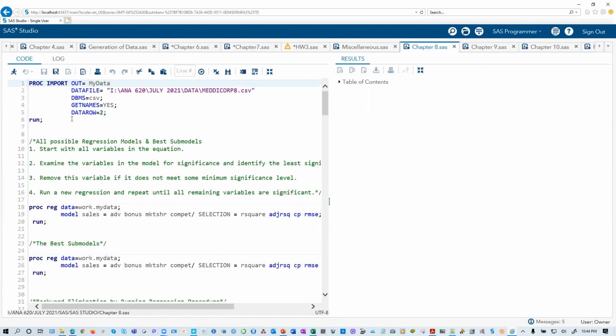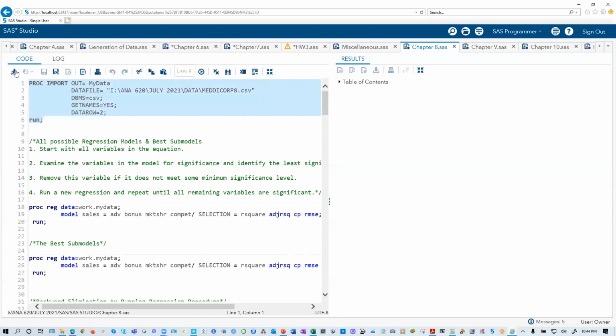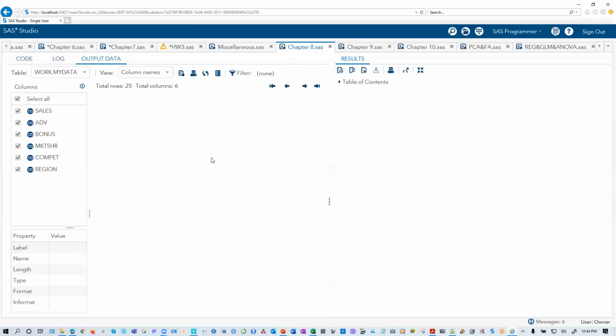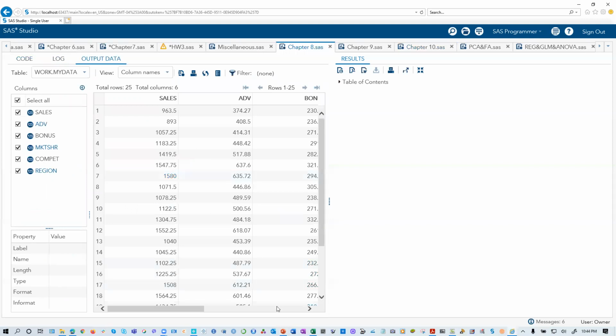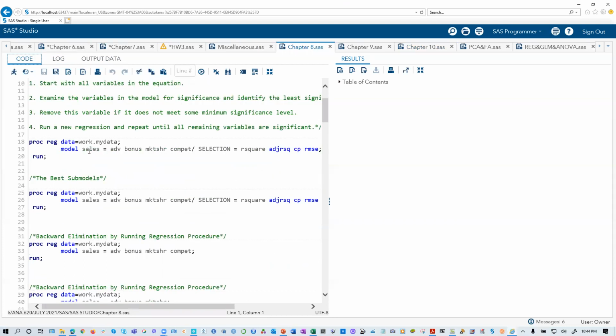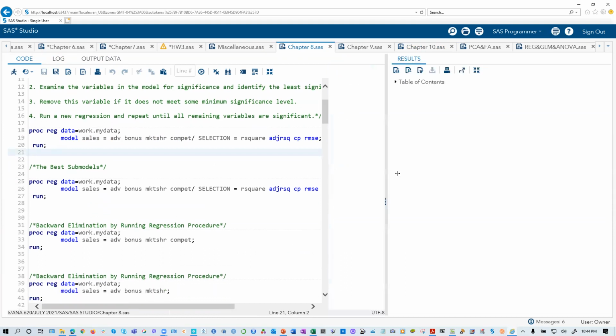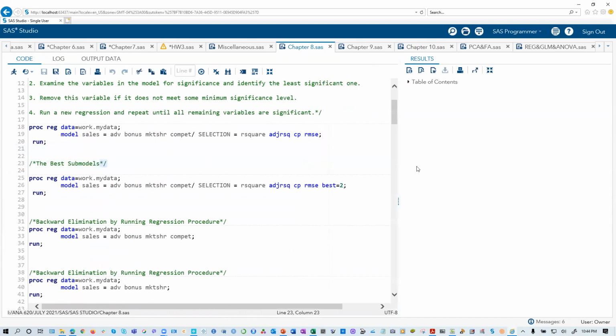Okay, first get the data set. That's the same Medicorp data set. I'm trying to get the same thing here for you to see too. So Medicorp data, this is chapter 8, not in homework. For homework, we have a similar one, okay? Bonus, market share, competition, and region. Region has not been taken into account. So they go: advertising, bonus, market share, and competition. And we're going to look into some kind of statistics. What are the statistics? R squared, adjusted R squared, something called the CP, the Mallows statistics. We're going to do all the details tomorrow.